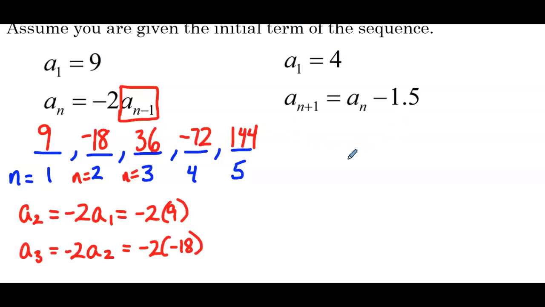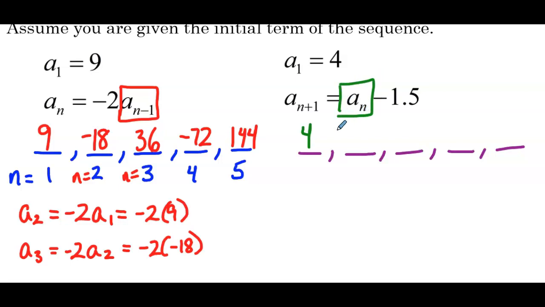So in this case, I'll try to do it with less work. Okay, so we still want 5 terms. 1, 2, 3, 4, 5. I won't write the n values underneath though. So we're starting with the first term of 4. Now this recursive definition says a sub n plus 1 equals a sub n minus 1.5. So to get the next term in the sequence, we're going to take the term before it and subtract 1.5.